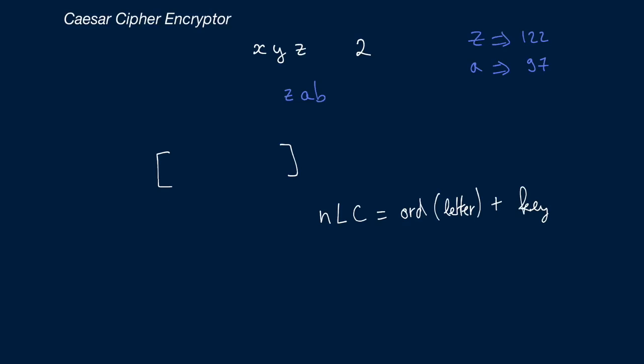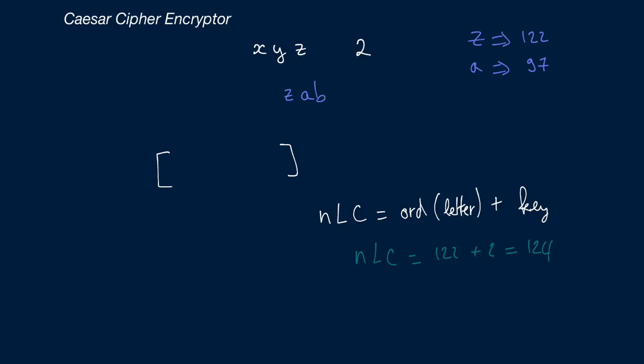The thing is, it's not as simple as that, because if you have, let's say, the letter Z, which we do have in our input string, the NLC for Z would be something like NLC equals 122 plus 2, which is 124. And if you call the chr function, the function that gets back a character from a Unicode value, on 124, you're not going to get B. You're going to get some other character. So we want to somehow wrap this 124 back to 98, which would be the Unicode value of B. So how do we do that?